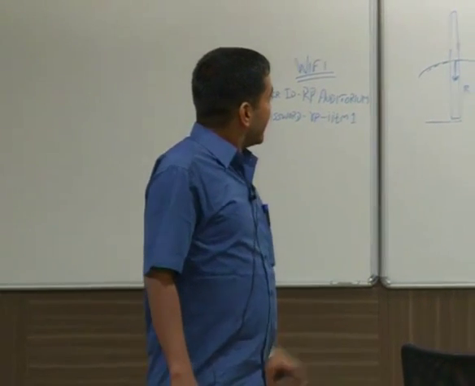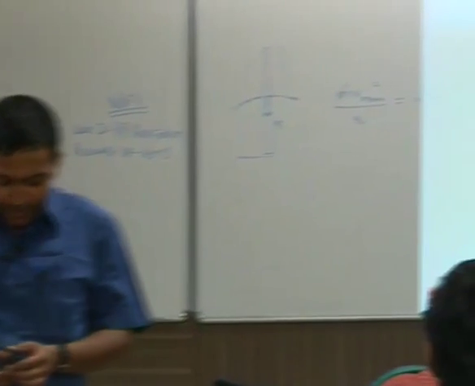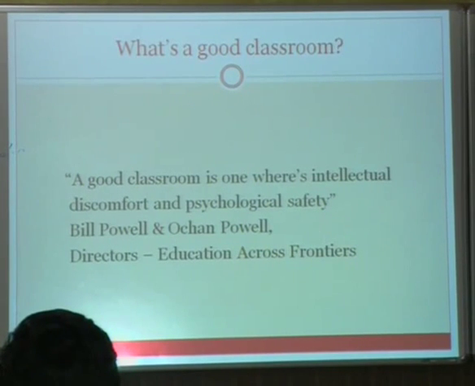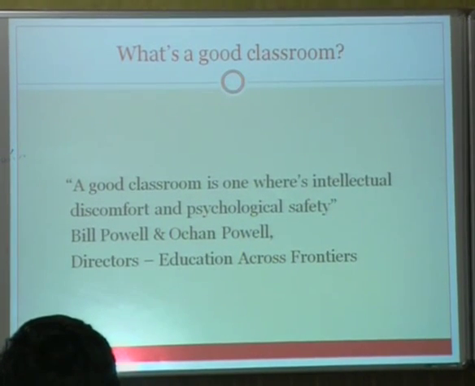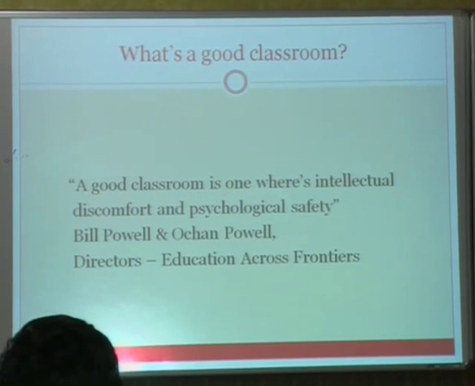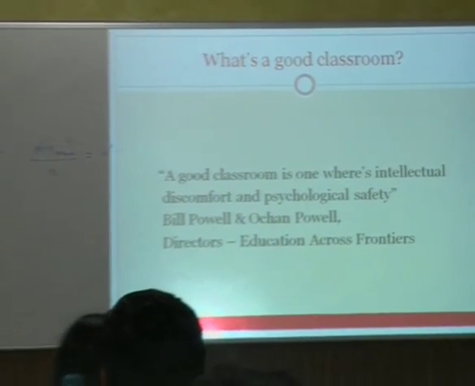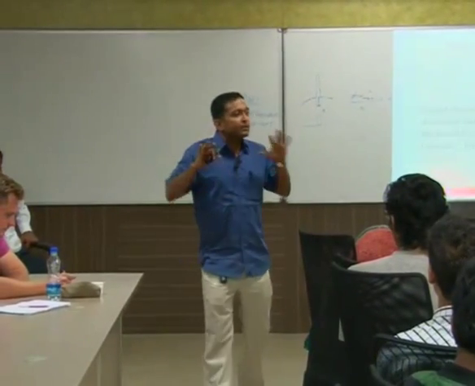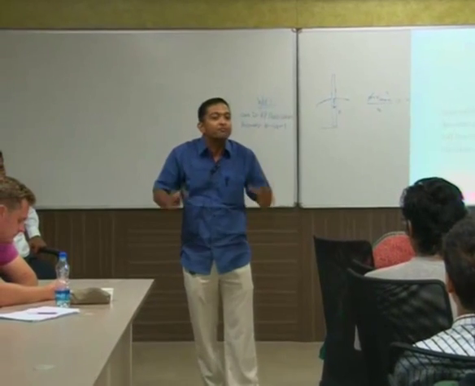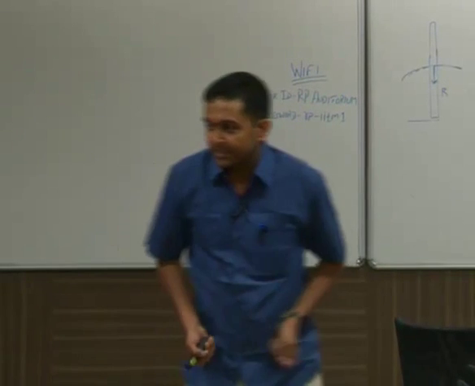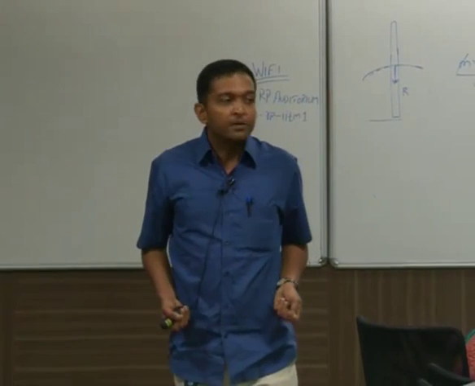So what's a good classroom? The Powells are two educators in the United States of America, and I had an interaction with them years ago. I asked them, Mr. Powell, what would you call a good classroom to be? And they said, a good classroom is one where there is intellectual discomfort and psychological safety. Intellectual discomfort, because you need to stir the student. We think we are doing a good job by creating a lot of comfort for the students, telling them what to do, giving them the laboratory sheets, telling them the result. No, you're spoiling them for life.